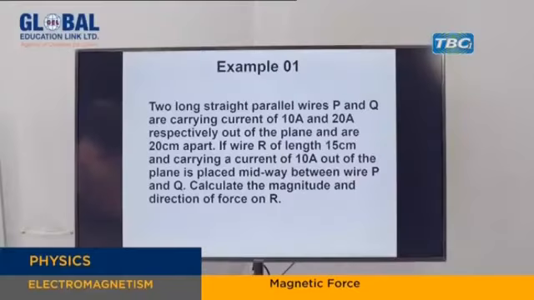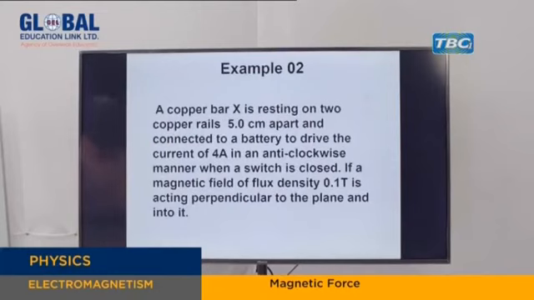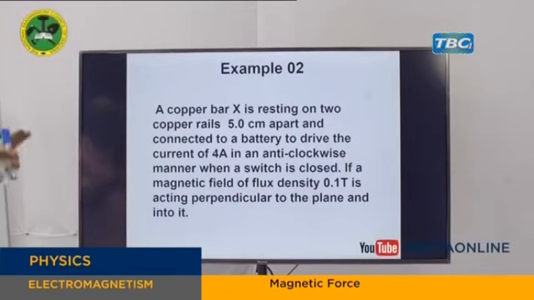Let's see example number two. Our second example is talking about a copper bar. It's copper, it can be aluminium. These are of a certain length. The length of that wire is given. And that wire, X, is resting on two copper nails. The copper nails are 5 centimeters apart. In other words, the length of the bar X is known.